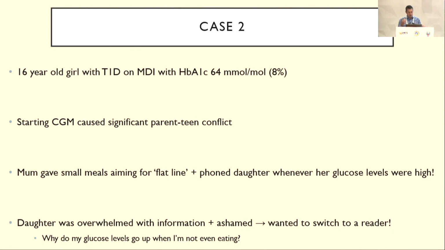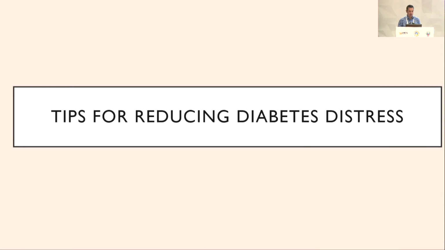If you're not familiar, when you wear CGM in real time, you can choose for it to go to a reader, which is a standalone device, or to the phone. The good thing about a reader is that you can't follow live. So many teenagers, or people worried about Big Brother watching their glucose levels, may choose a reader instead of their phone. The girl was really distressed: why do my glucose levels go up when I'm not even eating? Mum keeps phoning me. I'm trying my best, and the distress that came along with that.